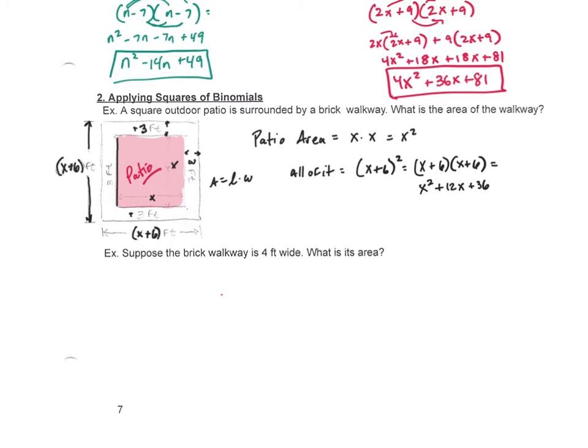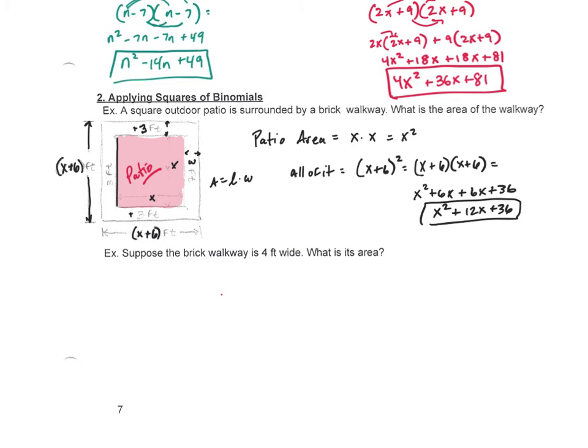Did I go too fast for you? x squared plus 6x plus 6x plus 36 is x squared plus 12x plus 36. Okay, so that's the whole area.